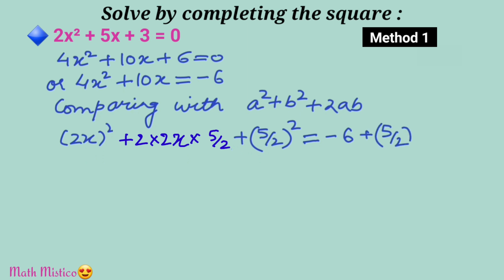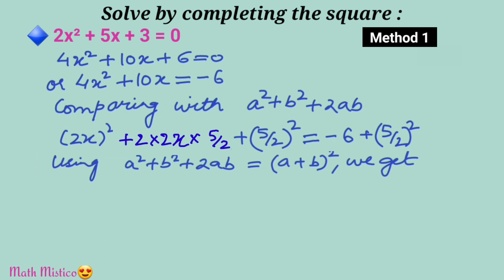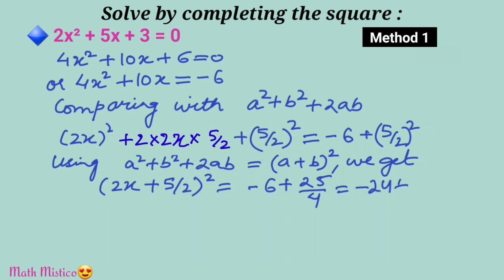So RHS becomes minus 6 plus 5 upon 2 whole square. Did you understand the step? Now applying the identity, LHS becomes 2x plus 5 upon 2 whole square and RHS is minus 6 plus 25 upon 4, which is equal to minus 24 plus 25 upon 4 on taking LCM, which gives 1 upon 4.